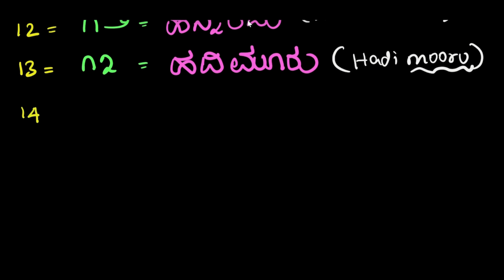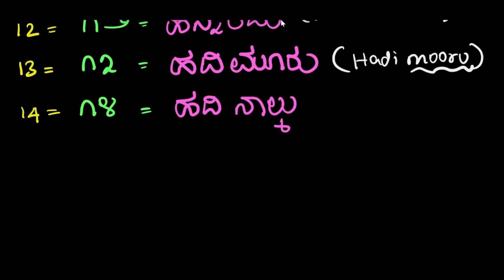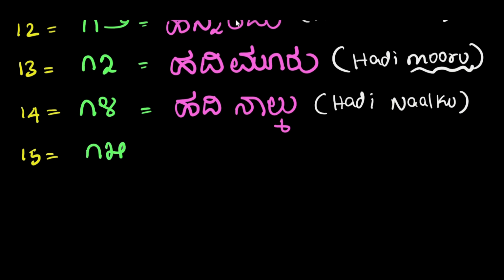Come on, tell me, for 14, what do you call 14 in Kannada? Hadi, Nalku. Very good. So Hadi is a prefix, and Nalku is nothing but 4, right? Yes. Hadi Nalku. 15 ke nantare, what do you say? This is 1 and this is 5, and 15 is nothing but Hadi, Naidu.